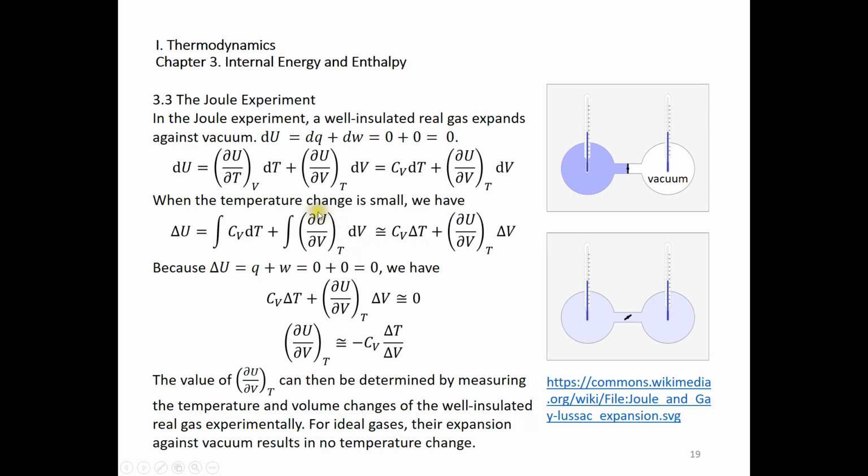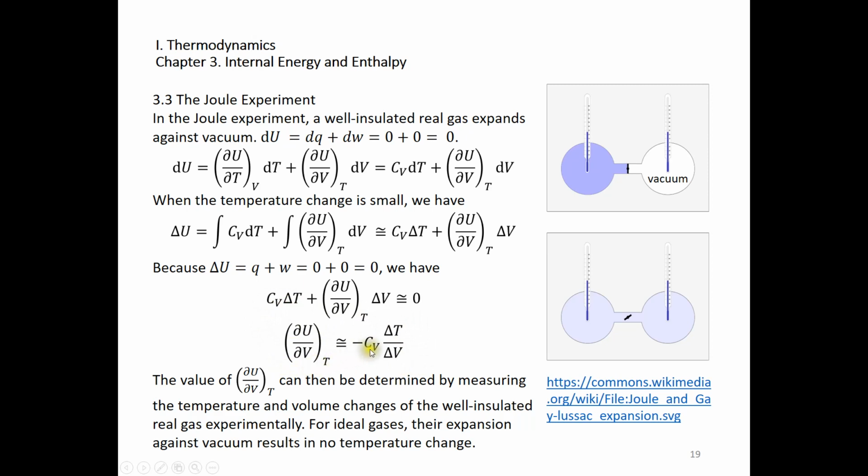And we're going to assume this ∂U/∂V is roughly a constant as long as the volume doesn't change by much. So we copy it here and we have delta V here. Okay, this is an approximation for us to have a semi-quantitative understanding of how U depends on V. Now again, delta U is 0 because Q is 0, work is 0, so this plus this is 0. Now we can compute this ∂U/∂V. It's simply negative CV delta T over delta V. So we get this expression.